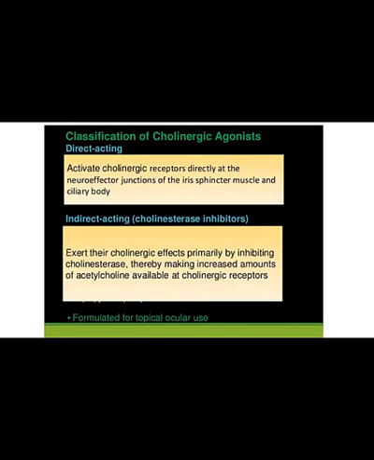Now the cholinergic agonists can be direct acting or indirect acting. Direct acting drugs activate cholinergic receptors directly at the neuroeffector junctions of the iris sphincter muscle and ciliary body. Indirect acting cholinesterase inhibitors exert their cholinergic effects primarily by inhibiting cholinesterase, thereby making increased amounts of acetylcholine available at cholinergic receptors.